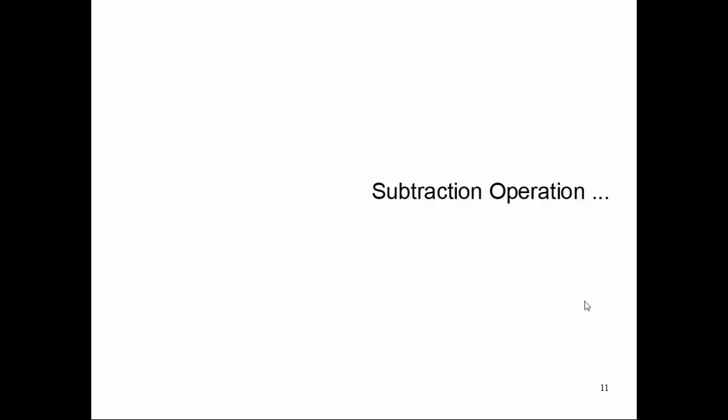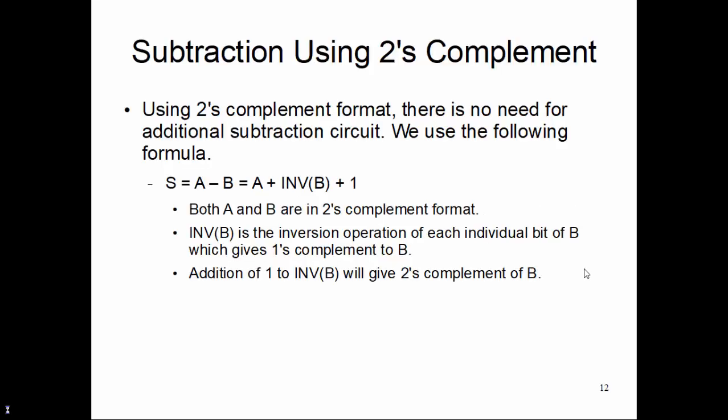Now let's talk about the subtraction operations. Okay, so let's see what a subtraction means. And also in that process, we'll just start with the assumption that these binary values are all represented using 2's complement format. So using 2's complement format, the claim is there is no need for additional subtraction circuit. We can use this following, like a minus b is practically a plus minus b.